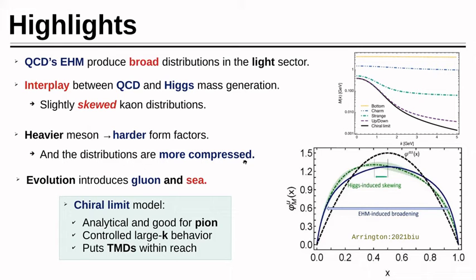Evolution, naturally, undresses the fully dressed valence quark, and we obtain gluon and sea quark content. And the evolution starting point is determined by the hadron scale from the process-independent effective charge and not treated as a free parameter. And finally, the simple expression from the chiral limit model is analytical and quite good for the pion. We can control the large k-perp behavior and perhaps put TMDs within reach. And that's all. Thank you.